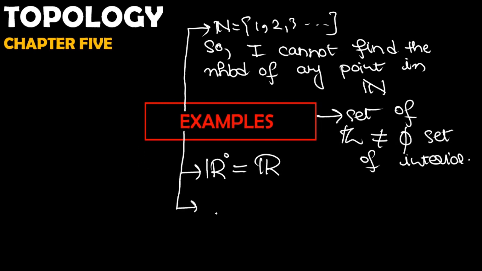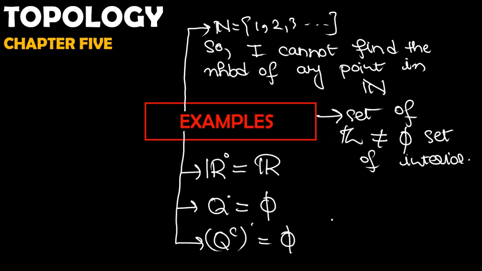But the rational numbers have no interior points. I cannot find the neighborhood of a rational number, because the neighborhood of a rational number contains many irrational numbers, so it does not belong to the set. So I cannot find the interior of a rational number. Similarly, I cannot find the interior of an irrational number. So remember that I can only find the interior of the real numbers, and I can find the neighborhood of any point of the real numbers. This is a very important fact.